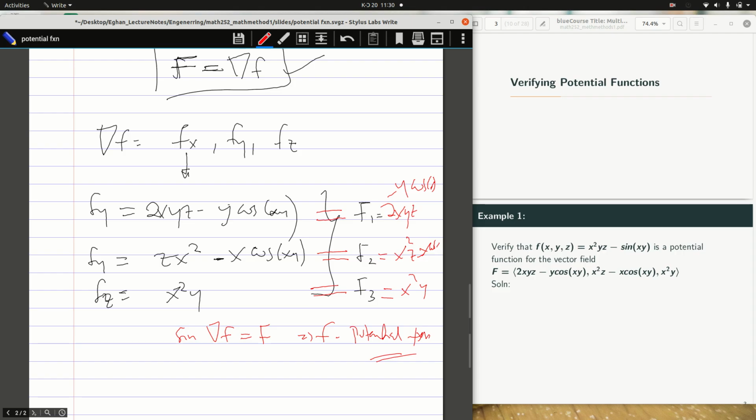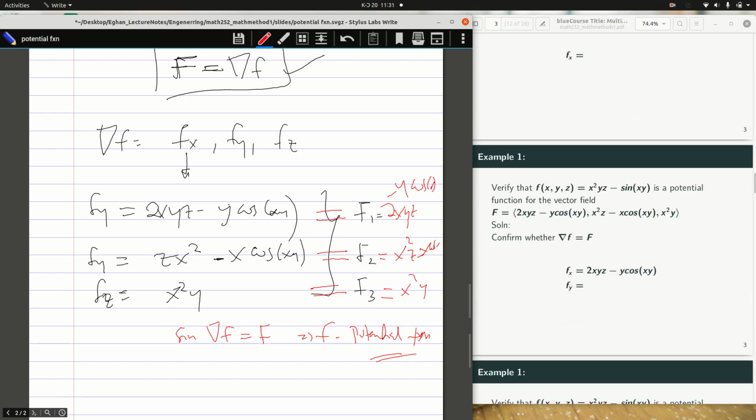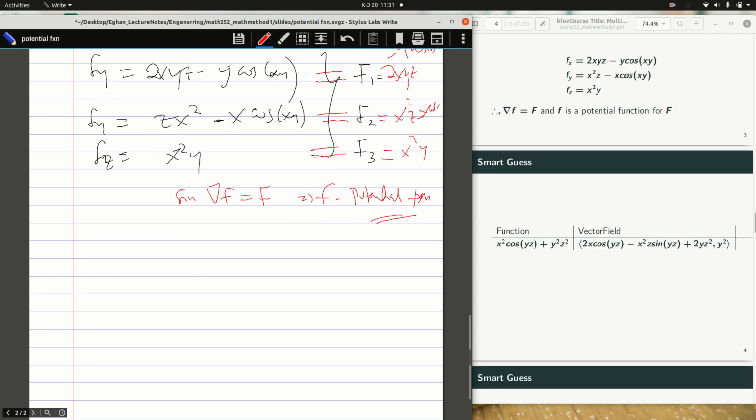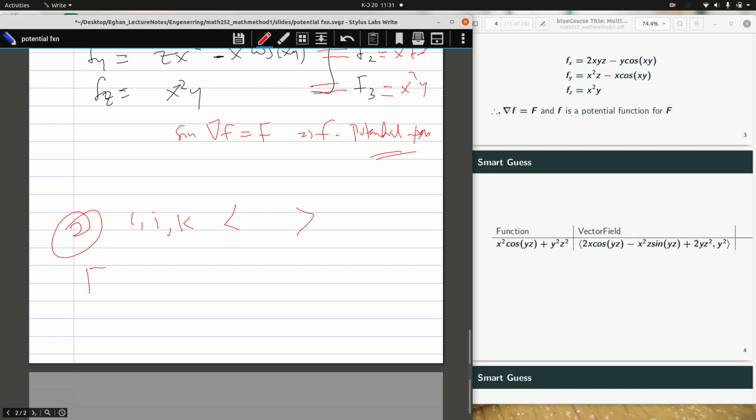So that's how simple it is to verify. Now let's look at the smart guesses here. Let's assume that v1 is 1, 1 and v2 is negative 1, 1. Vector fields are given as angle brackets. So realize that my vector field is given, and that is my first eigenvalue, which is 2. So that gives my eigenvectors.